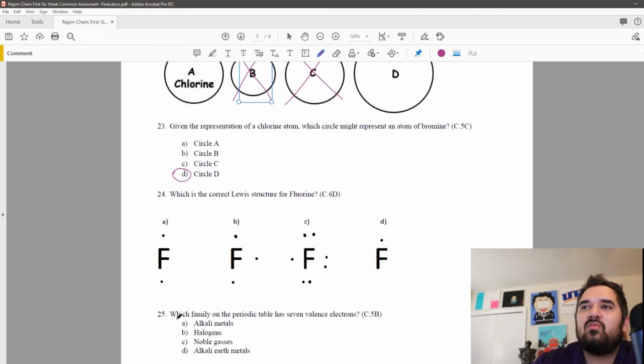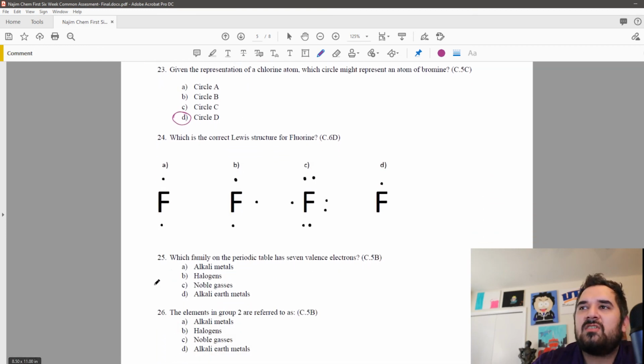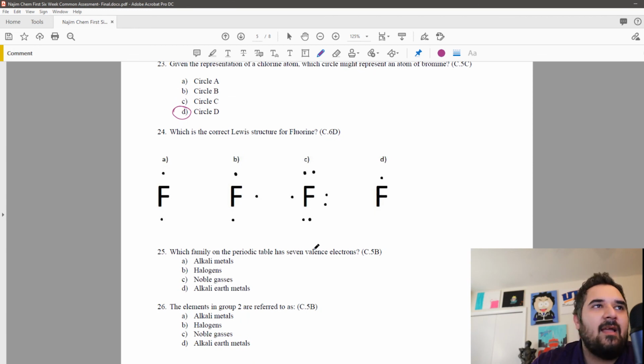All right, next one says, which is the correct Lewis structure for fluorine? And y'all remember Lewis structures. They basically just show you how many valence electrons there are. If you look at fluorine on the periodic table, it's group 17. Group 17 has 7 valence electrons. So the only answer that's remotely correct is C. And that's it. I'm going to stop right there.